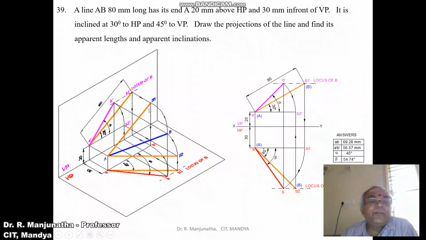Now we are going to write the projection of this. When you look from the top view, the image is going to fall on the horizontal plane. That is AB1. So AB1 is parallel to VP. Hence AB1 is parallel to VP. Therefore, we are getting the true length in VP. Similarly, when you look from the front view, A dash B2 dash is parallel to HP. Therefore, we are getting the true length in HP.